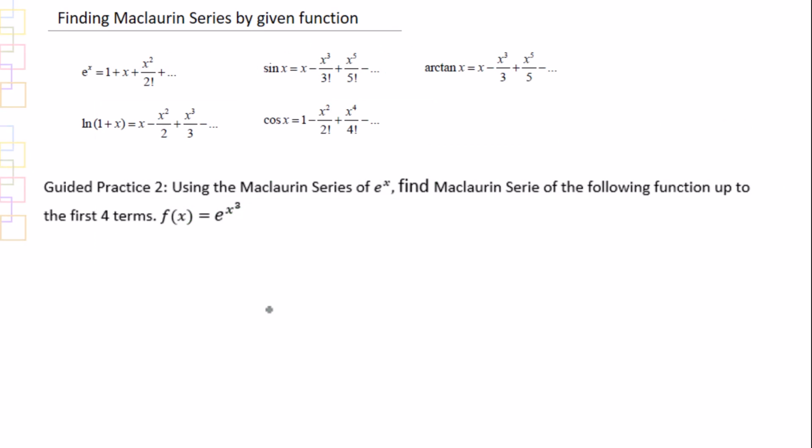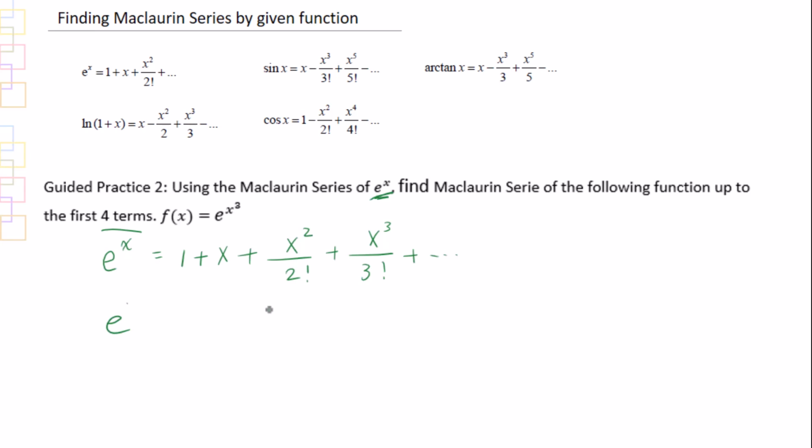Find the Maclaurin series of the given function. Guided practice 2. Using the Maclaurin series of e to the x power, find the Maclaurin series of the following function up to the first 4 terms. f of x equals e to the x to the third power. e to the x power equals 1 plus x plus x squared over 2 factorial plus x to the third power over 3 factorial.